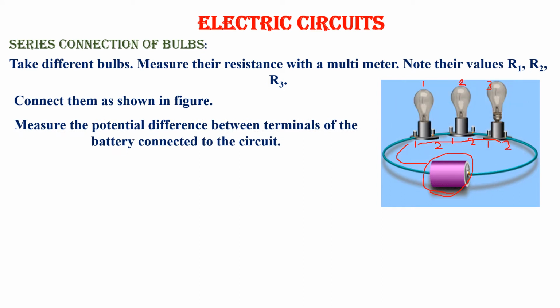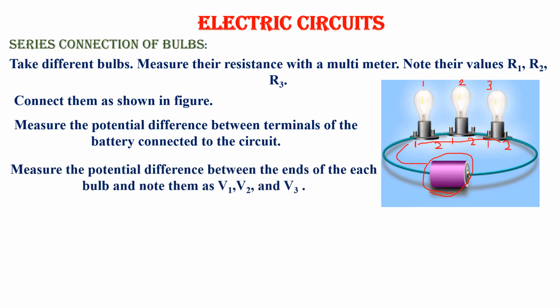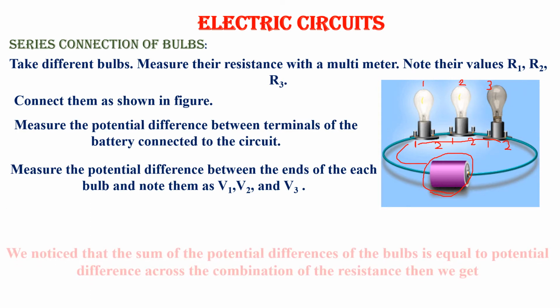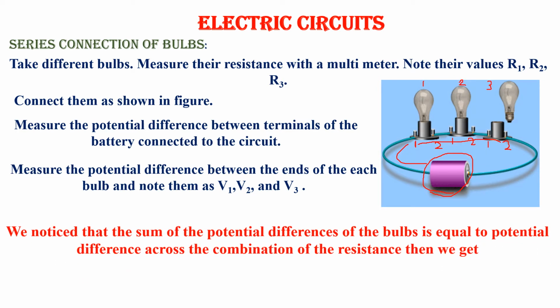Now measure the potential difference between the terminals of the battery connected to the circuit with multimeter. And measure the potential difference between the ends of each bulb and note them as V1, V2 and V3. We notice that the sum of the potential differences of the bulbs is equal to the potential difference across the combination.